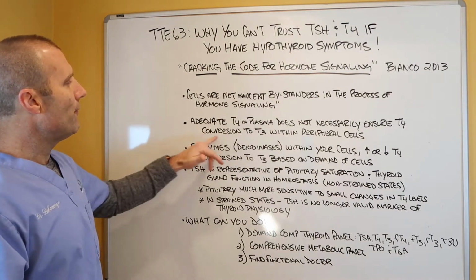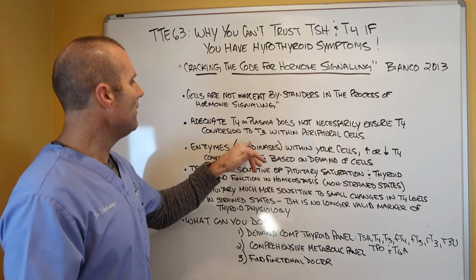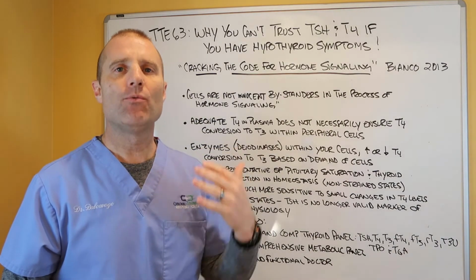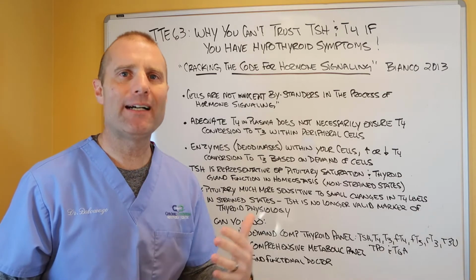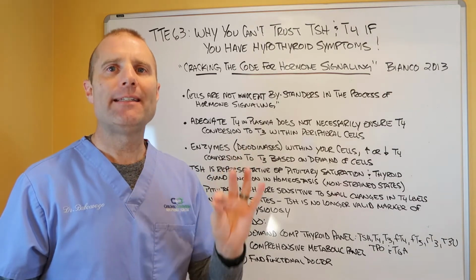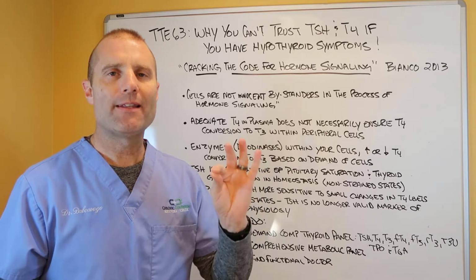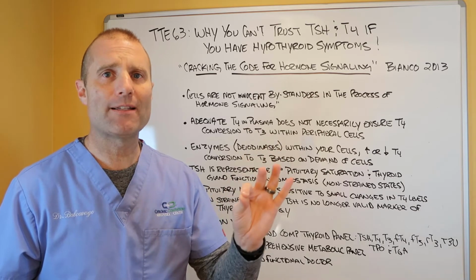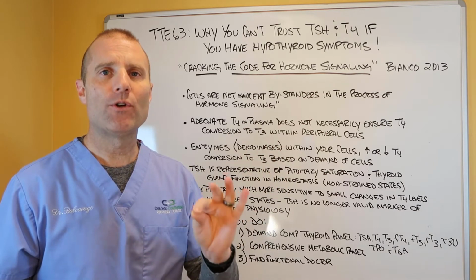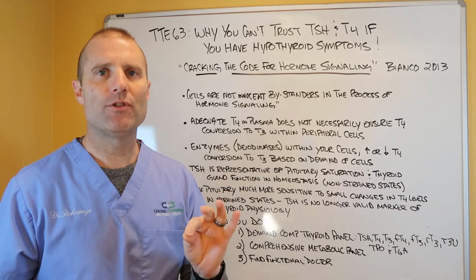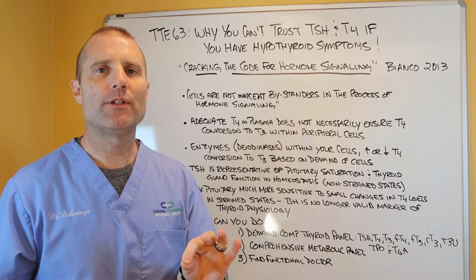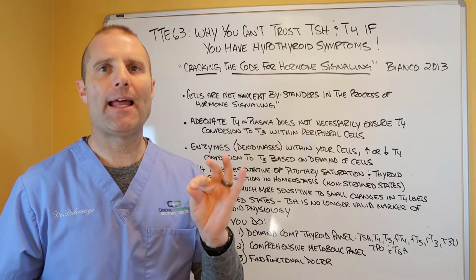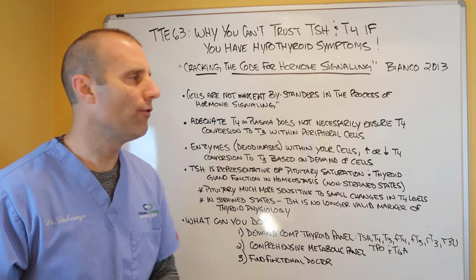So, adequate T4 in the plasma does not necessarily ensure T4 conversion to T3 within peripheral cells. That's a key thing to understand. The reason you have hypothyroid symptoms is because you have insufficient T3 in your peripheral cells. That's why you have hypothyroid symptoms. It doesn't matter what TSH and T4 are or T3 in your plasma. It matters how much T4 to T3 conversion is occurring inside most of your cells and how much of that T3 is getting to the nucleus and actually stimulating metabolism. If you have hypothyroid symptoms, that is not happening adequately. It doesn't matter what TSH and T4 is.